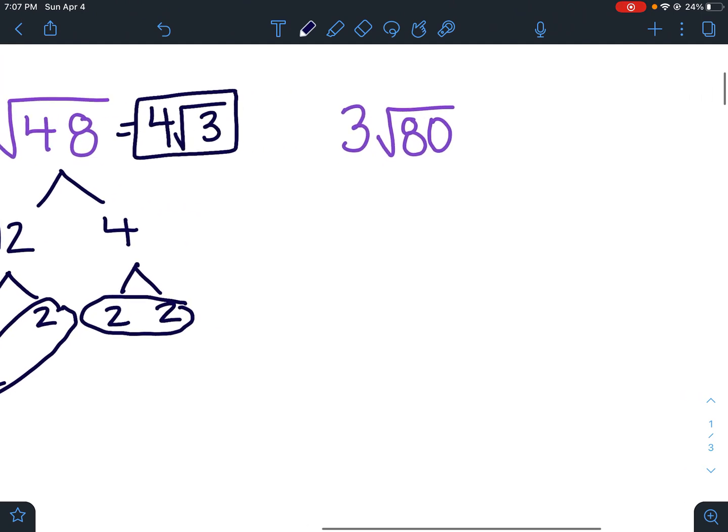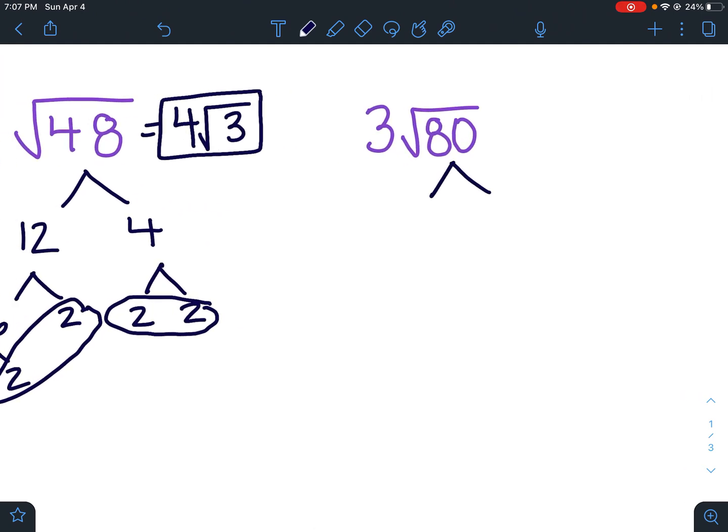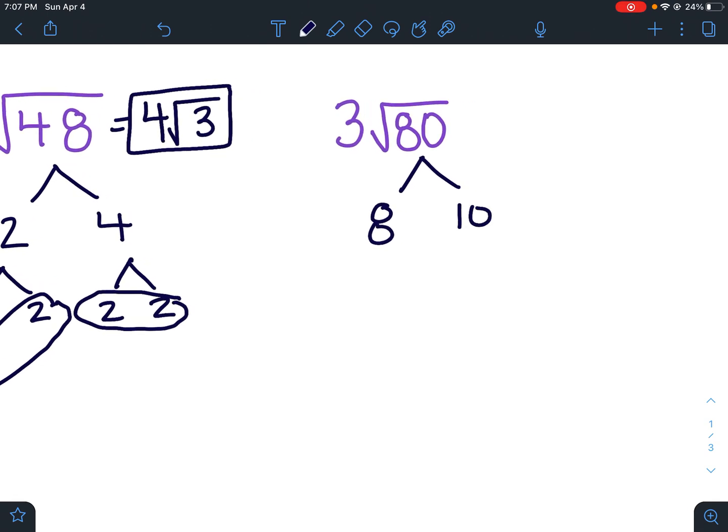Let's try another one. This one is 80. I'm going to ignore that number out front and just break down the 80 first. Again, 8 times 10, a million different ways you could have done that. 8 is going to be 4 times 2 and 2 times 2. 10, I'm going to do 2 times 5.